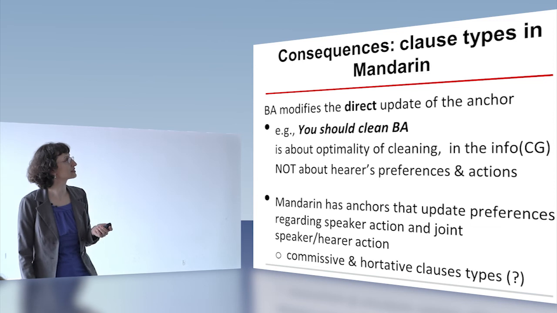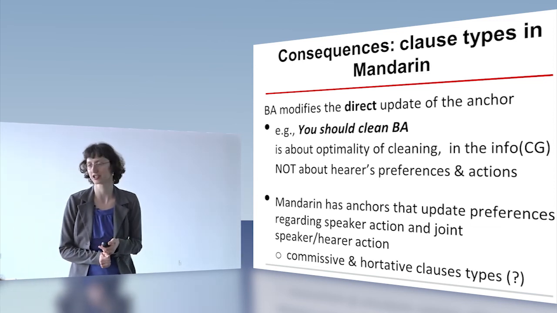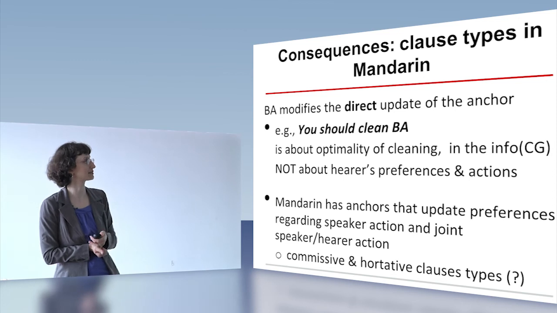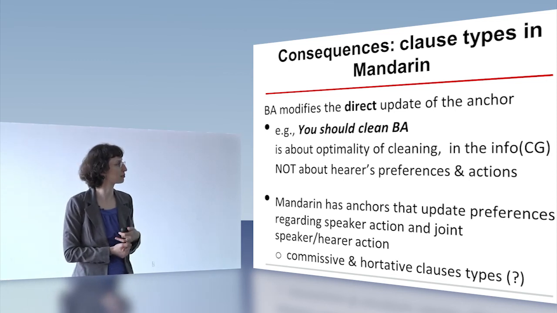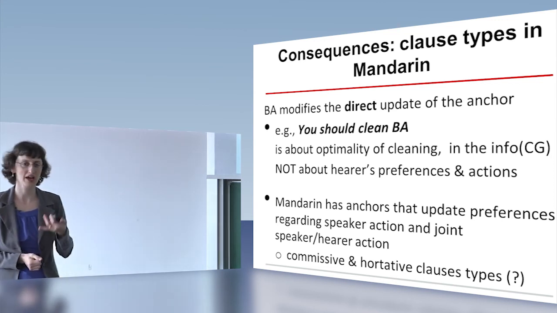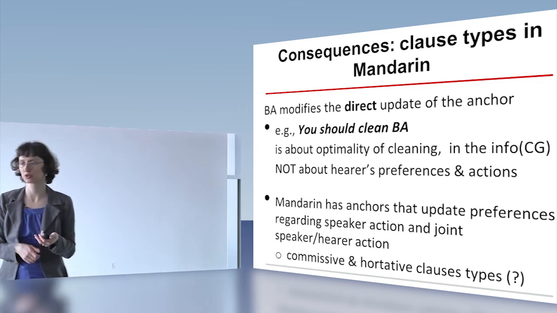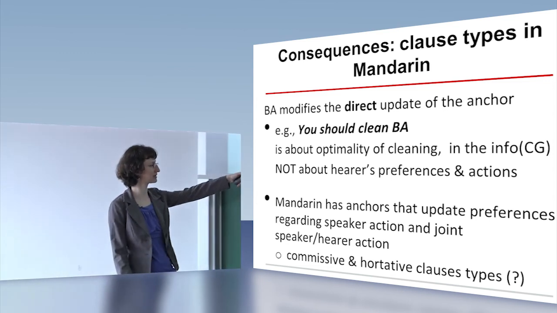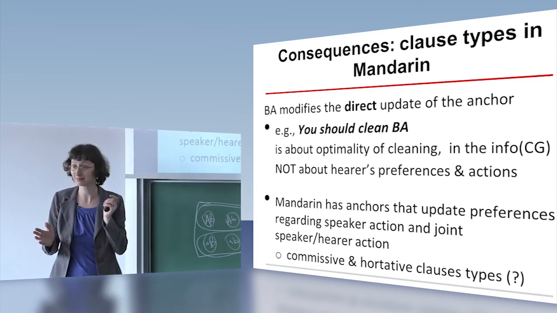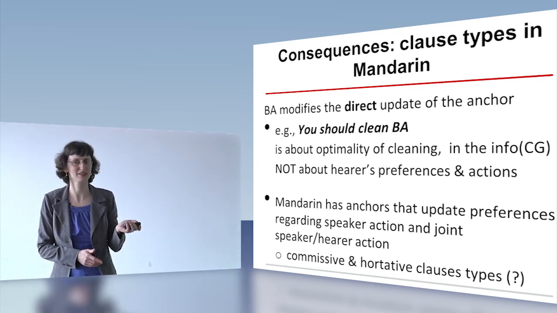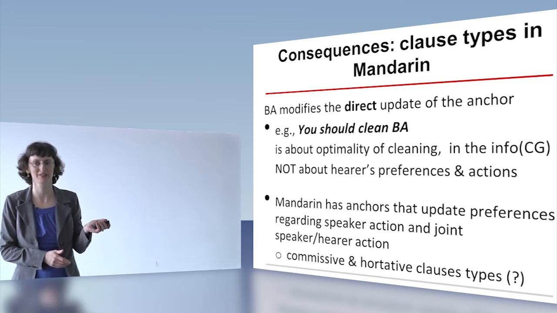Okay. Another consequence, potentially, is that supposing that performatives are just direct assertions, right? Then this is additional confirmation that ba only modifies the direct update of the anchor. But Mandarin has anchors with ba that update preferences regarding speaker action, like I donate $100 or $200, ba is fine. And you get a lot of these examples. And there's a lot of hortative examples where there's a joint action by speaker and hearer that comes with ba. Could this indicate that there are commissive and hortative clause types in Mandarin? Maybe. Possibly. There's not too much syntactic evidence for any of that. But it's hard. I mean, looking for syntactic evidence for stuff in Mandarin is hard.